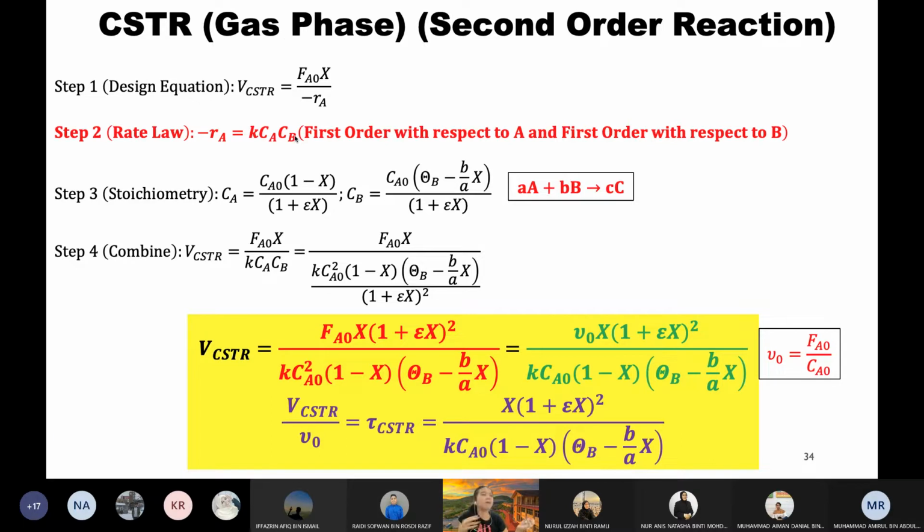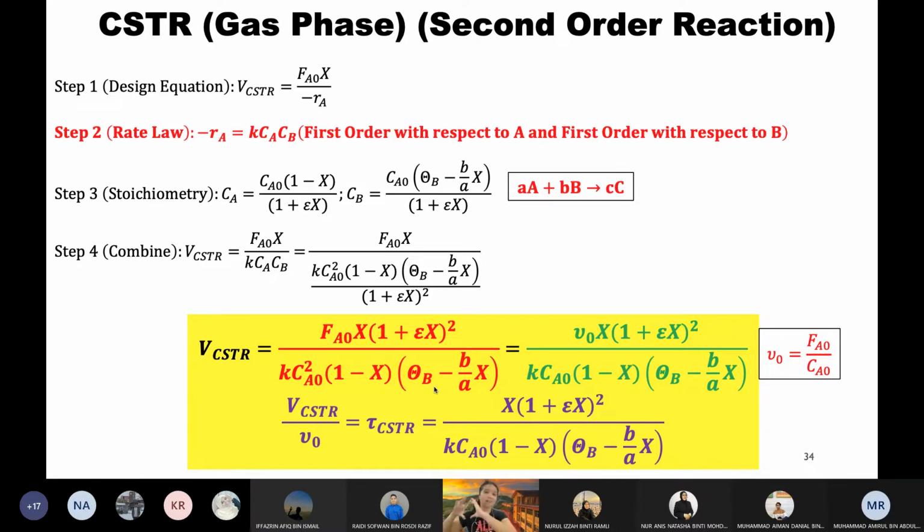Okay, so back again. So same concept lah, kita dah tahu CA, kita dah tahu CB, we express in the form of for the concentration of gas phase. Okay, so just that part ni kita tambah CB lah. So CB become CA0 in bracket theta B minus B per A X over 1 plus epsilon X. So again, we combine. Okay, so we get the first version, second version, third version. So you can see untuk CSTR ni memang tak payah terang banyak sangat sebab you will understand it's basically I express CA in the big form, in the long form.